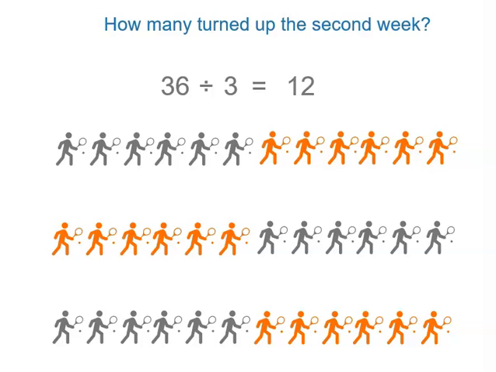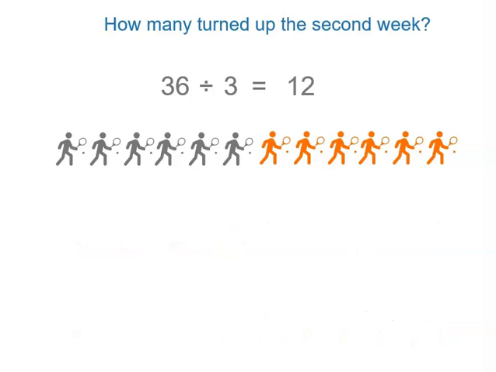So how many turned up the second week? 12 people. We had 36 and our group was 3 times smaller. So it's like dividing into 3 equal groups.